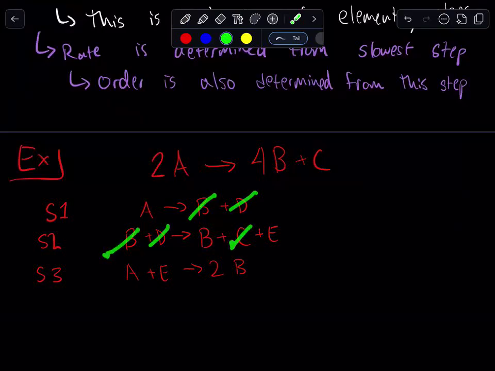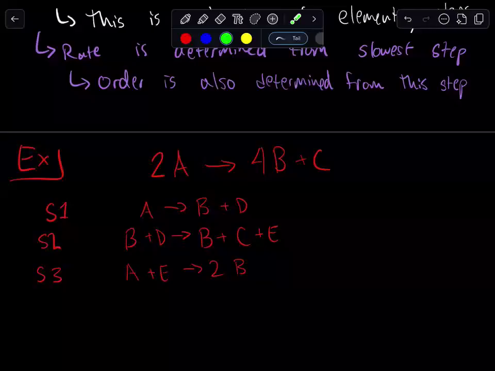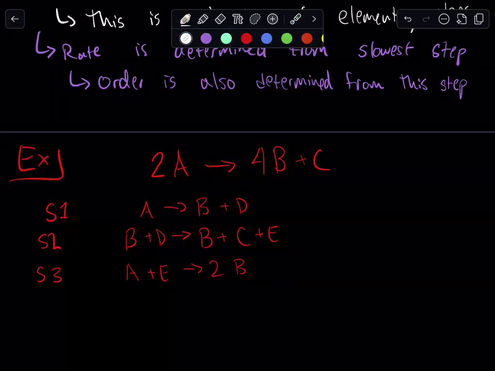C will remain, E and E will cancel with E and E. And overall, we will have our entire reaction. Now, when we do this, we have to figure out which step is rate determining. So in this example, step 1 will be slow, step 2 will be fast, and step 3 will be fast. So the first thing we need to do is determine that our rate determining step is our first step.